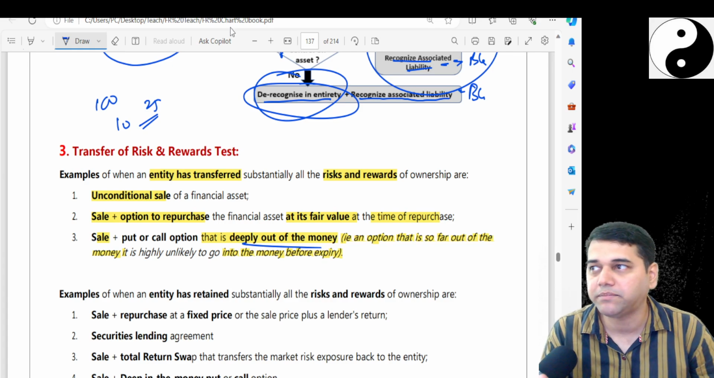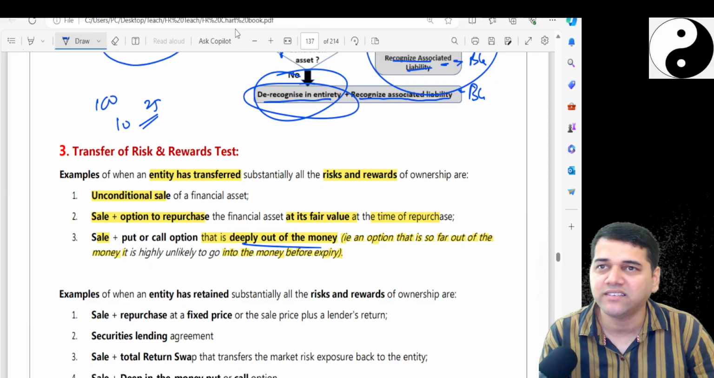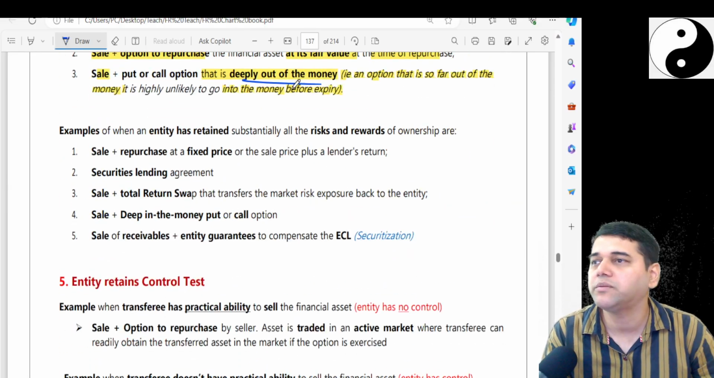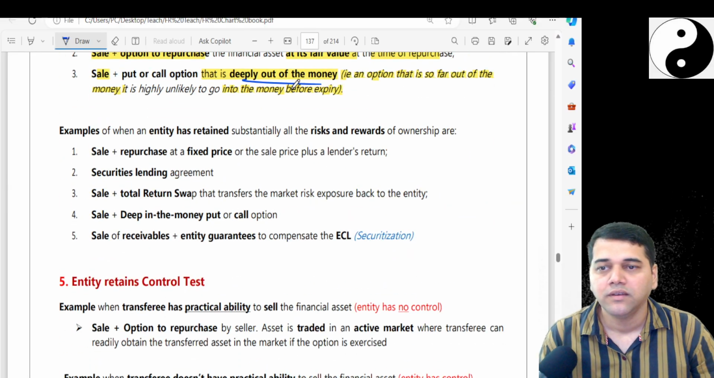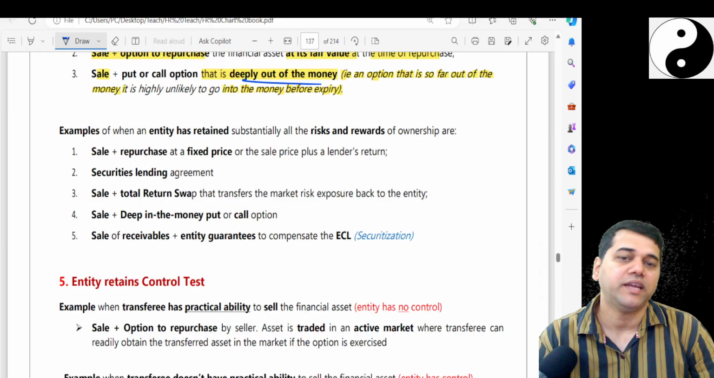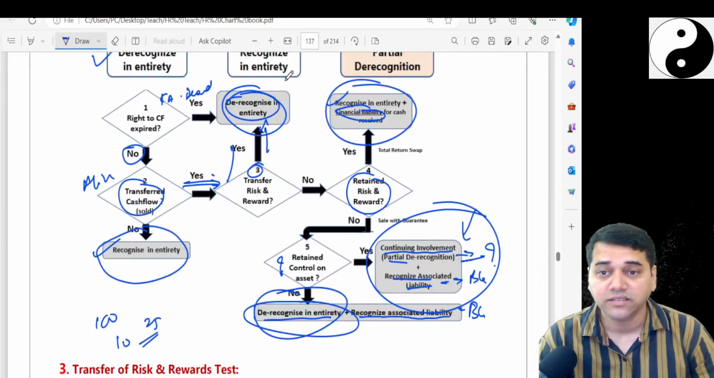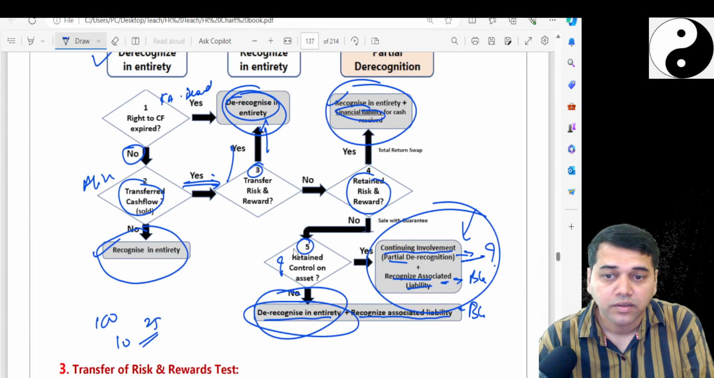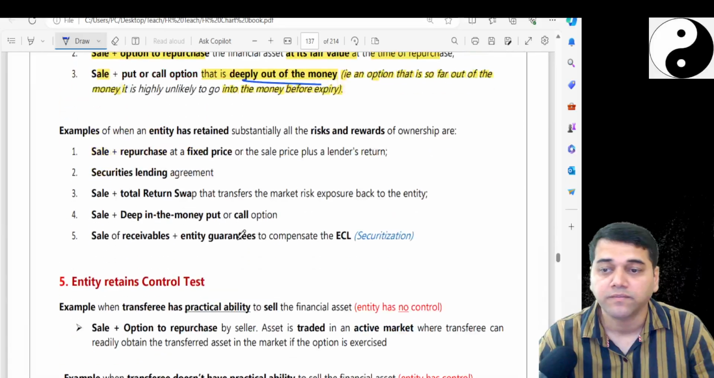There are some examples. In a very rare case, they may ask you, but in the new syllabus I don't know what the pattern is. Now, examples of when the entity has retained the risk, which is this point number 5. Retain the control over the asset.